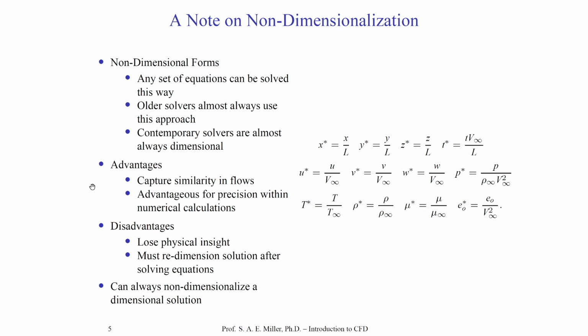Today, the precision and accuracy of our computers is much higher, and so we do not have this problem with modern CPUs because, of course, we have 64-bit CPUs and they have more precision, and we can use double precision variables, for example, in Fortran. Certain disadvantages might be that we lose some physical insight. That is because we're not using the real dimensional numbers.